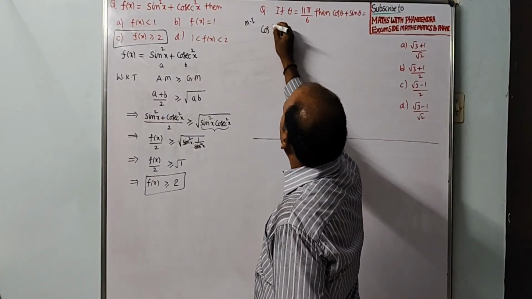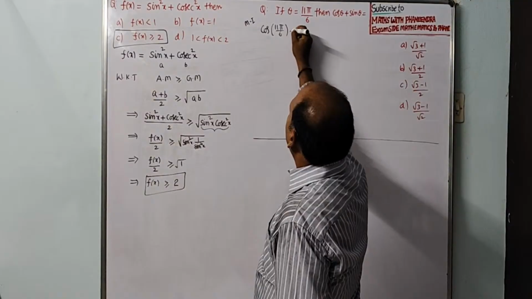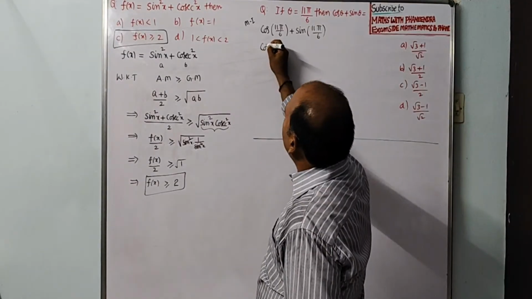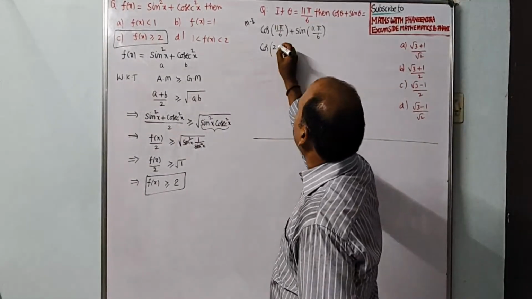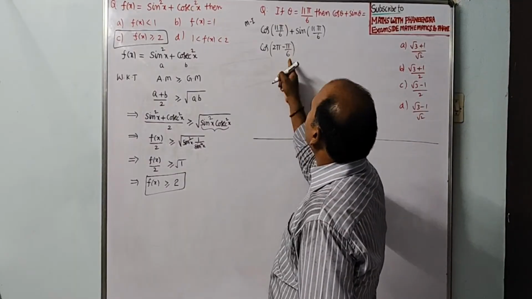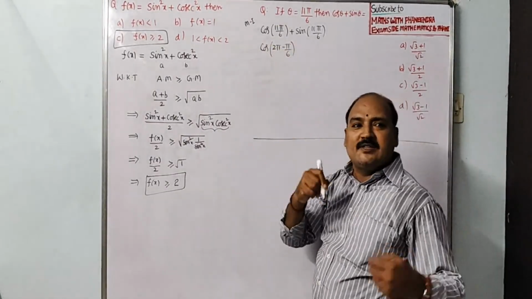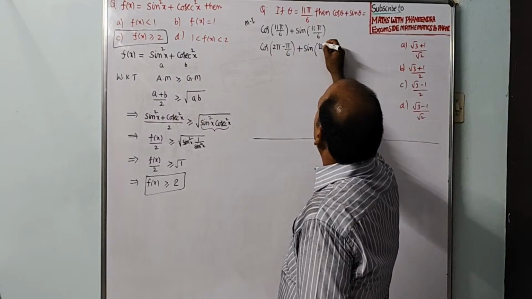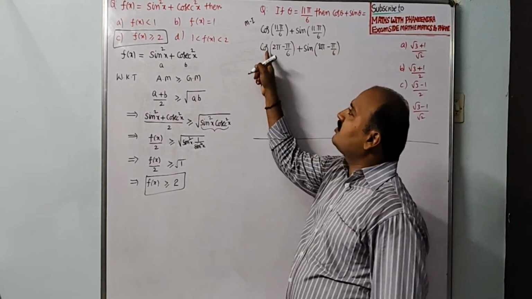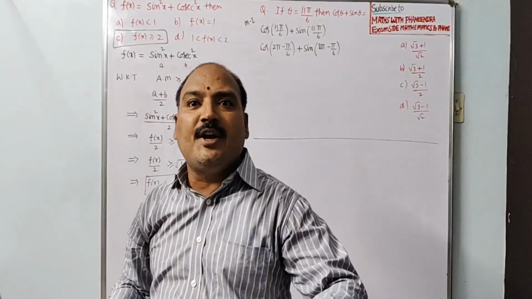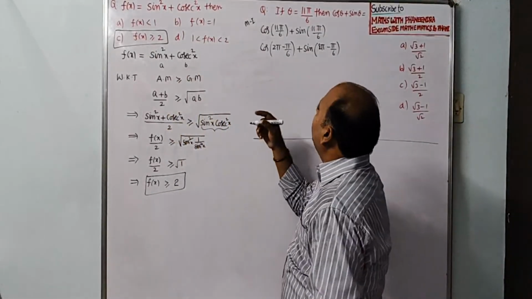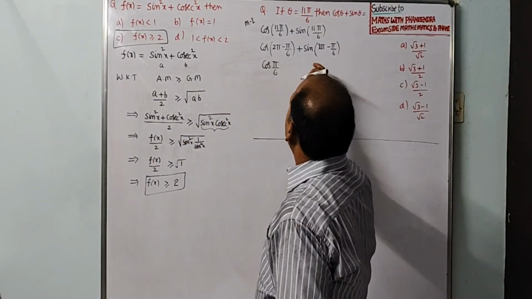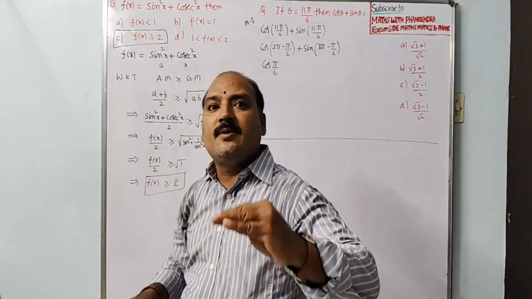So, cos 11 pi by 6 plus sine 11 pi by 6. Cos of 11 pi by 6, can we write it as 2 pi minus pi by 6 or not? 6 into 2 pi is 12 pi, 12 pi minus pi is 11 pi. Similarly, sine of 11 pi by 6 is the same thing, 2 pi minus pi by 6. Cos of 2 pi minus theta means fourth quadrant. In the fourth quadrant, cos is positive, so cos pi by 6, dear students. Sine of 2 pi minus theta, fourth quadrant, is negative.